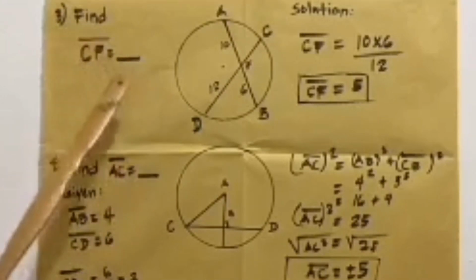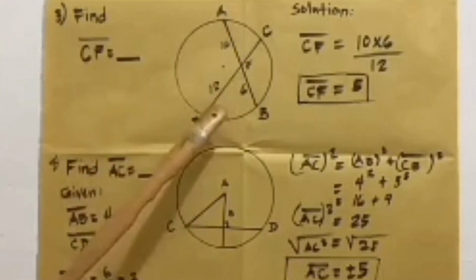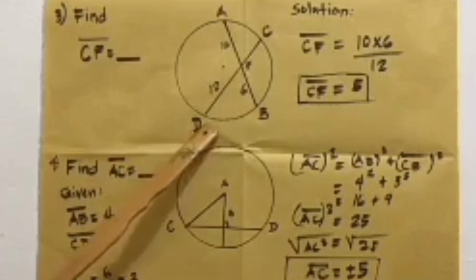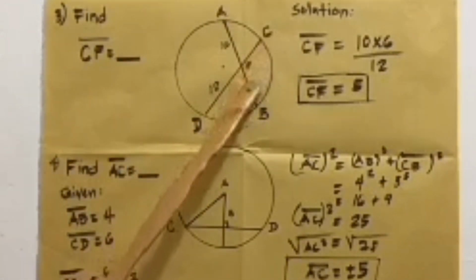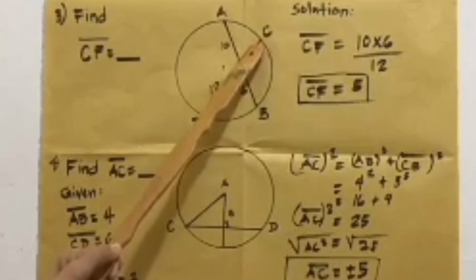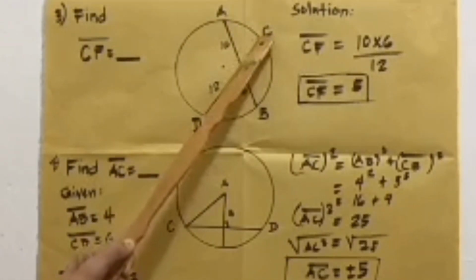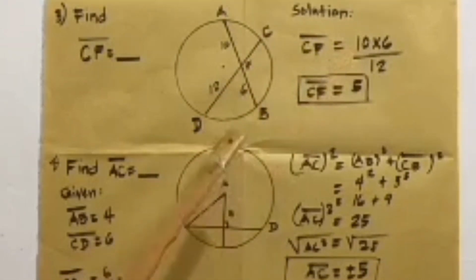Next, number 3, find the segment CF. So what we have to do is to locate the segment CF from the given circle, and the given now is chord AB and chord DC. Then we're going to look at where the segment CF is. It's here. There's no measurement.